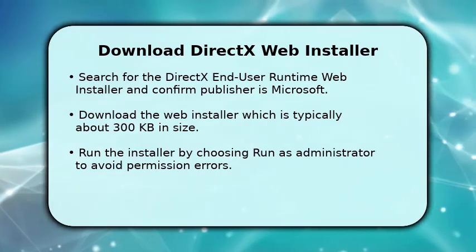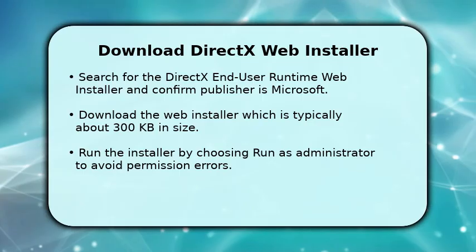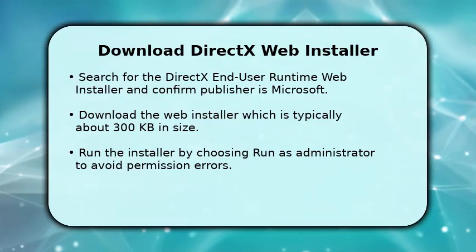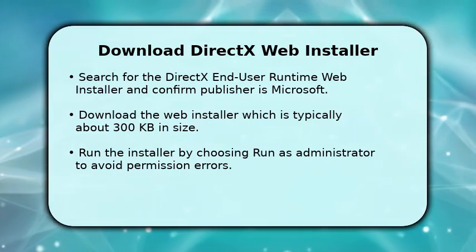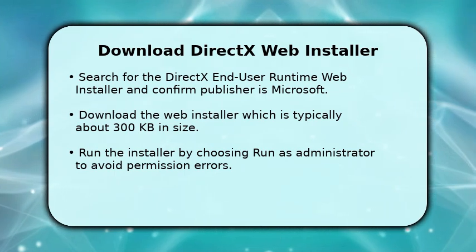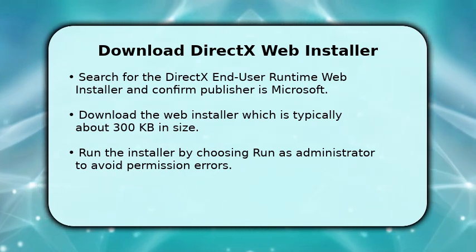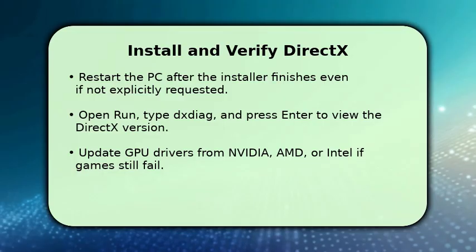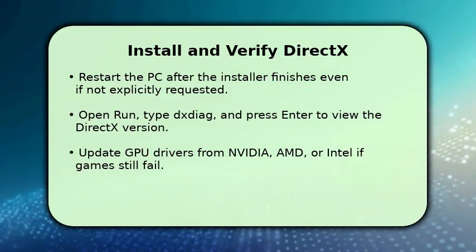Run the installer by right-clicking and choosing Run as Administrator to avoid permission errors. Follow the prompts to accept the license, and let the installer download missing DirectX components. After the installer finishes, restart the PC even if not explicitly requested.